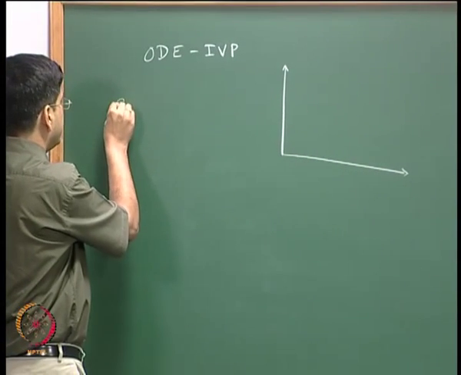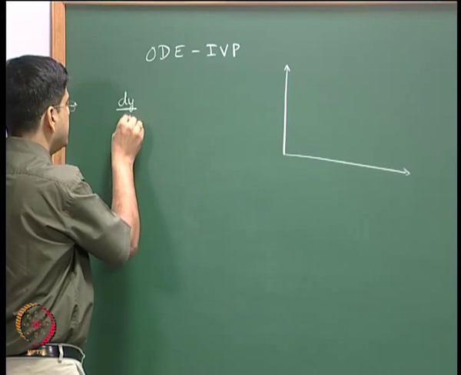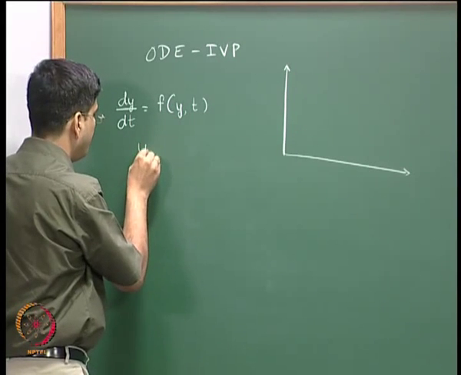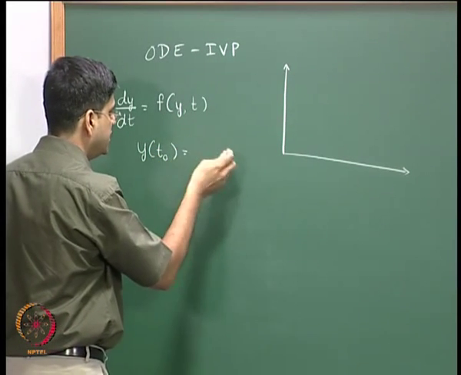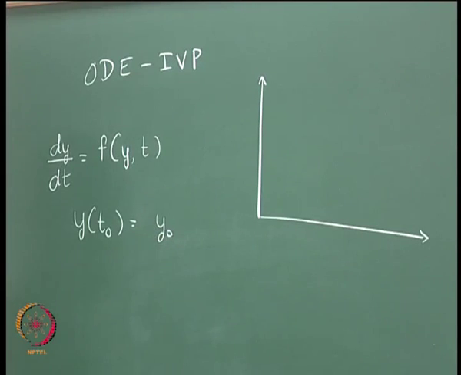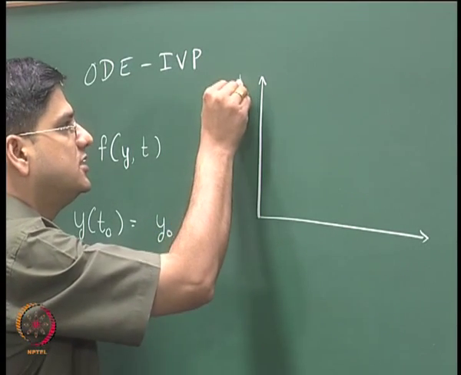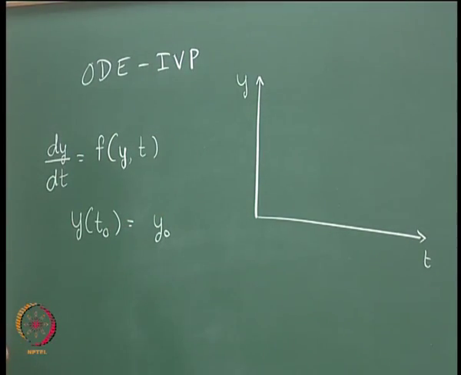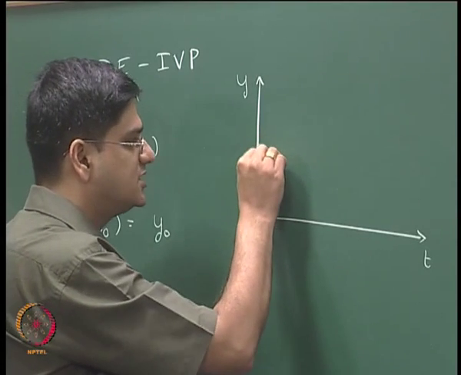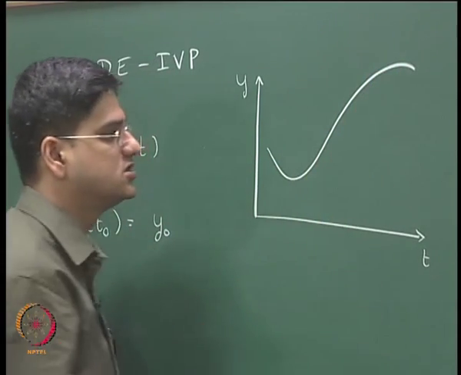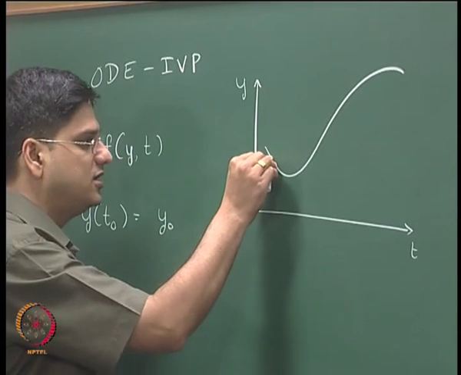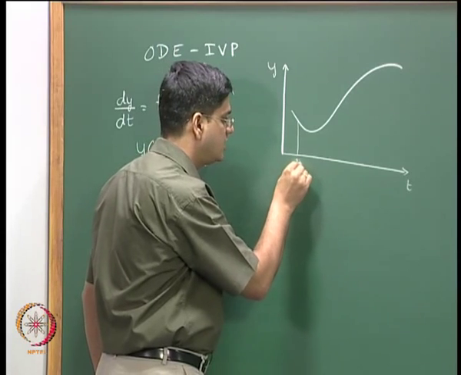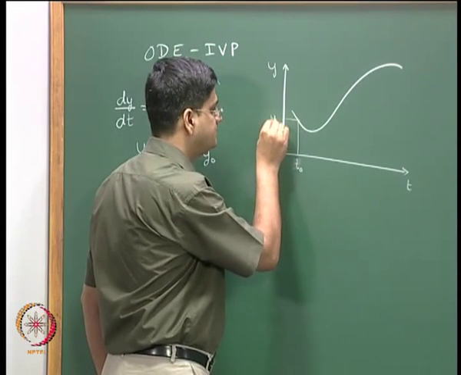The problem that we are trying to solve is of the form dy by dt equal to some function f of y comma t, and given y at some time t0 is equal to a value y0. What we are interested in getting is the curve, how the value y changes with the time t. Let us say the actual curve looks something like this, and we are going to start with a t0 value over here, and the corresponding value is y0.